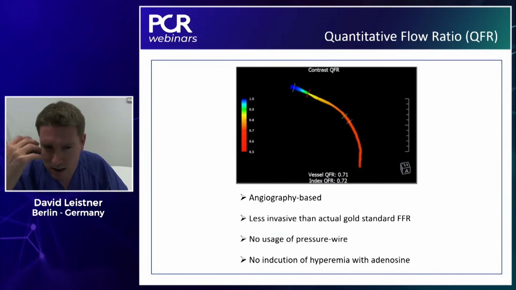And we saw QFR in this situation has a lot of positive things. It's only angio-based. It's less invasive. It's very fast. You don't need another pressure wire, and I think this is a very important point: especially in this patient, there's not the need to produce hyperemia with adenosine.